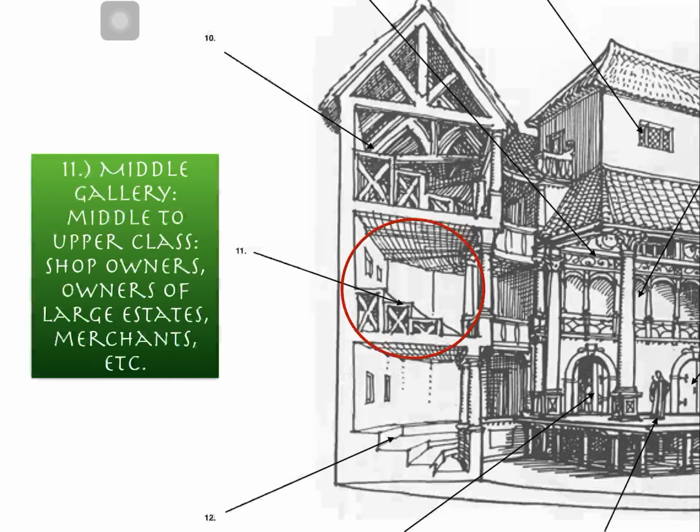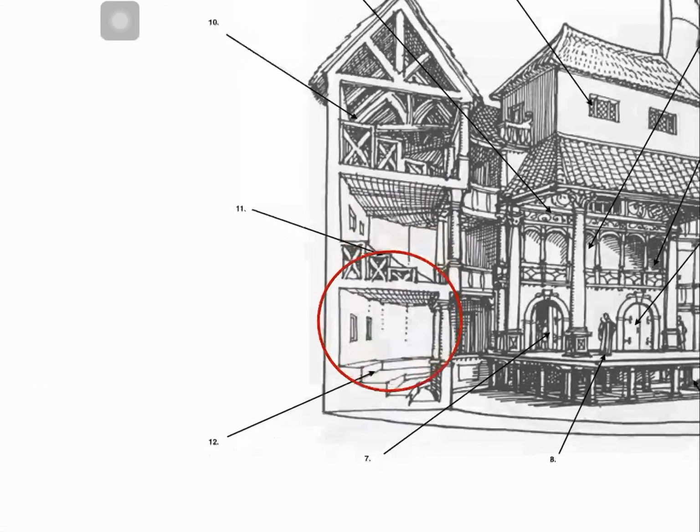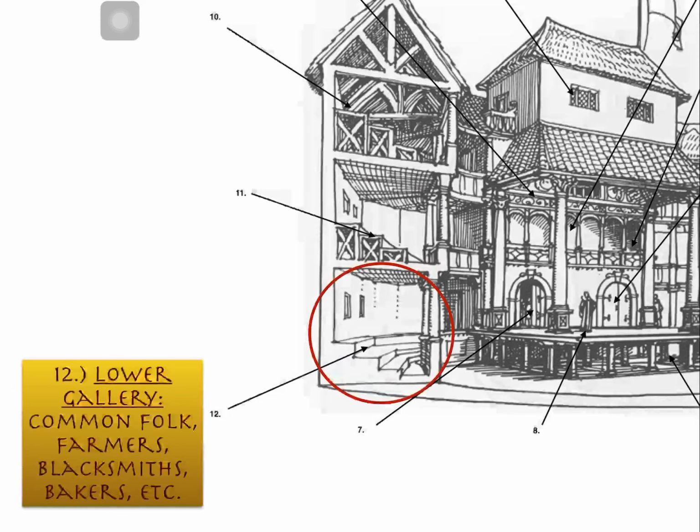The middle gallery was middle to upper class, so shop owners, people who owned large estates, merchants, people who were comfortable, but not quite like royal level. And then at the bottom, these were people who were more common. Farmers, blacksmiths, bakers, maybe they were splurging and like they wanted to sit for the performance, that was the lower gallery.